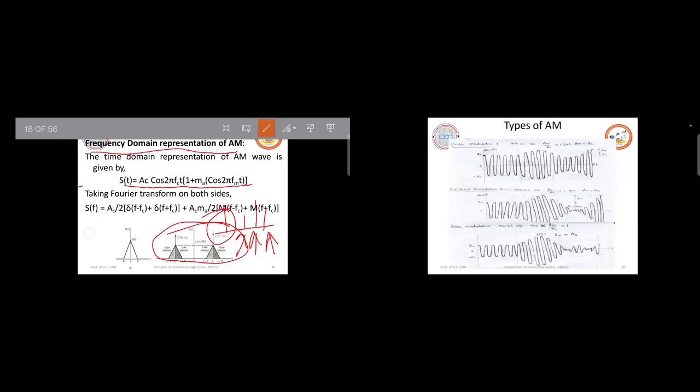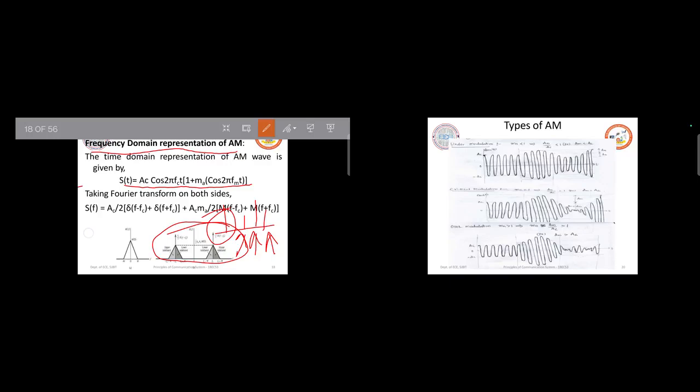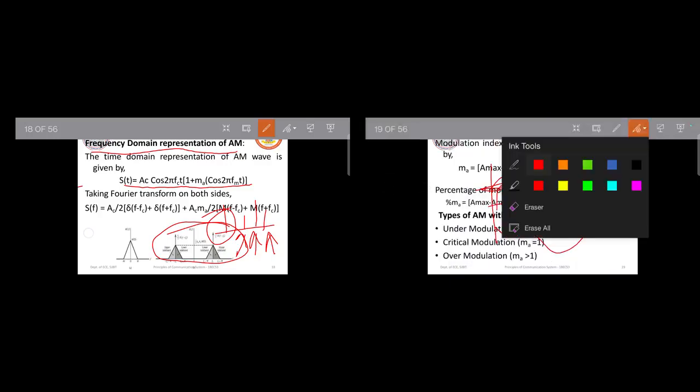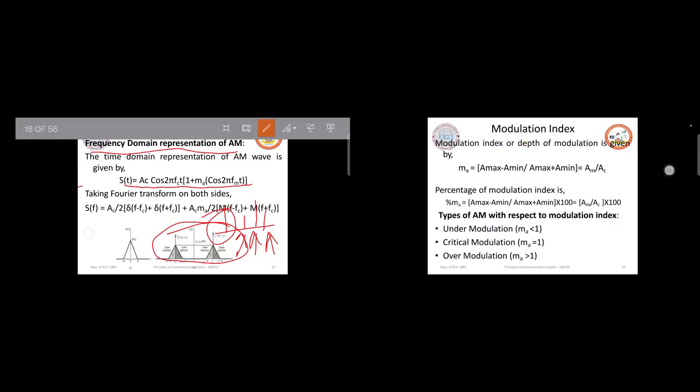So based on this modulation index, also called the depth of modulation, we can define three different varieties of amplitude modulation. Number one, under modulation, if the value of MA is lesser than 1; critical modulation if the value of MA is equal to 1; and over modulation if the value of MA is greater than 1.